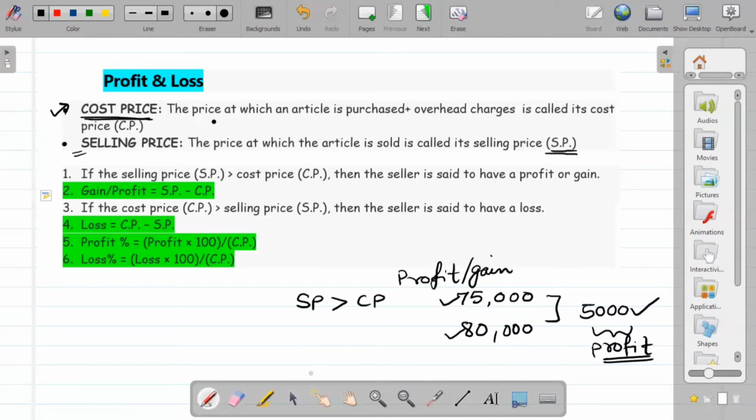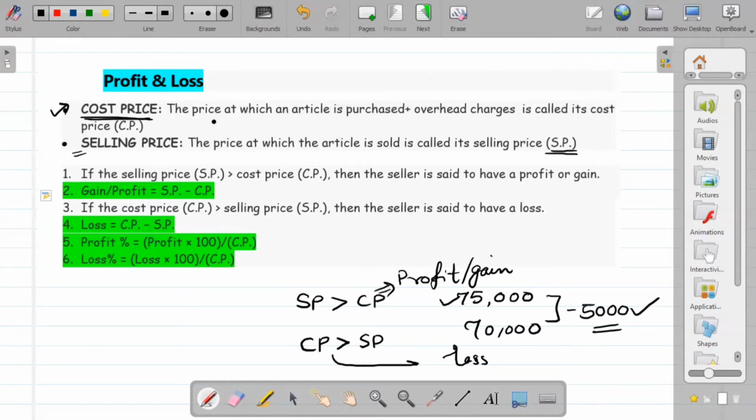And if instead of 80,000, my selling price would have been 70,000, then I would have been getting minus 5,000, मतलब 5,000 मुझे कम मिले मेरी cost price से. So that time I'll say I had a loss. That is a loss of 5,000 rupees. So whenever your selling price is more, you get a profit, and when your cost price is more, at that time you get a loss. So these are the most basic concepts which we need to understand before starting this particular concept.